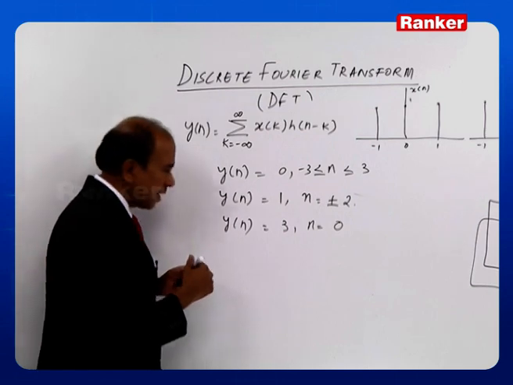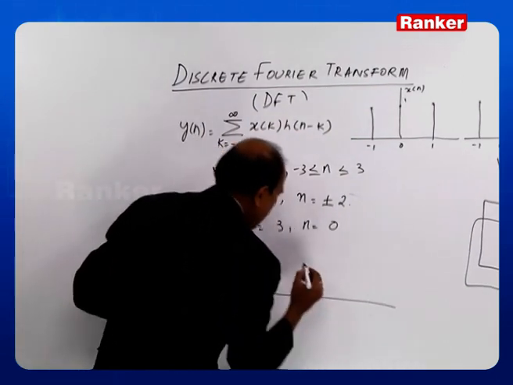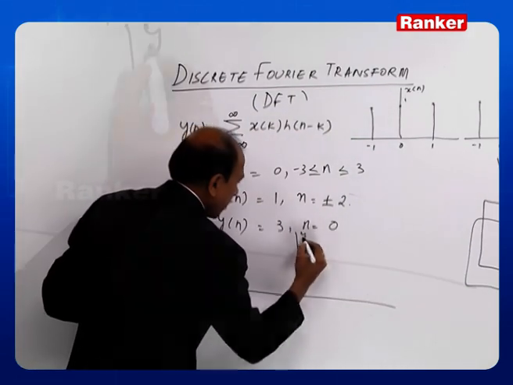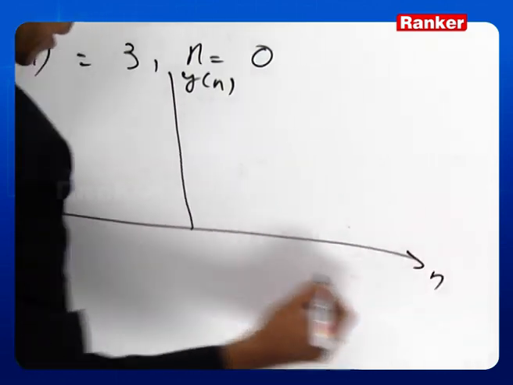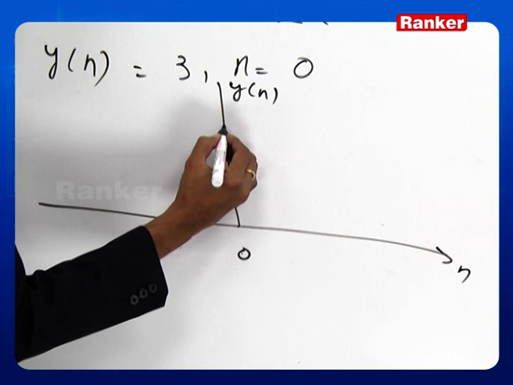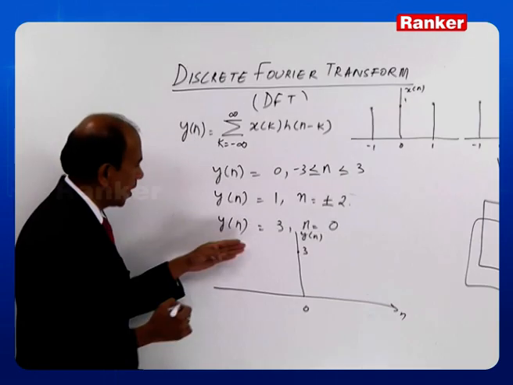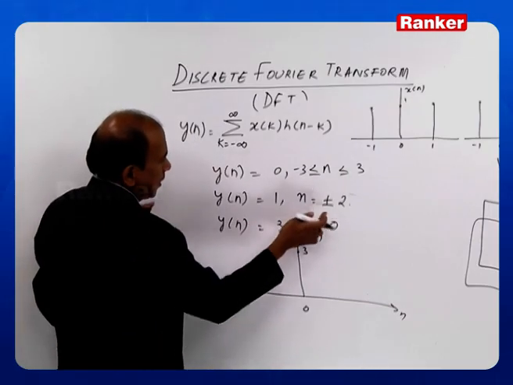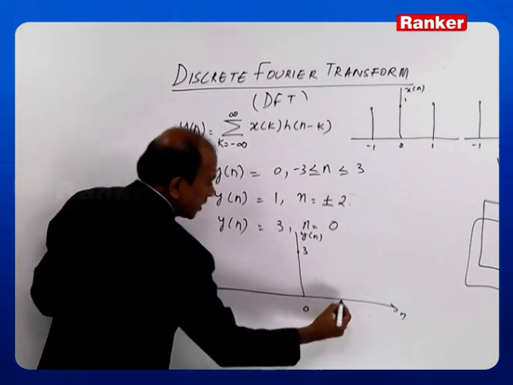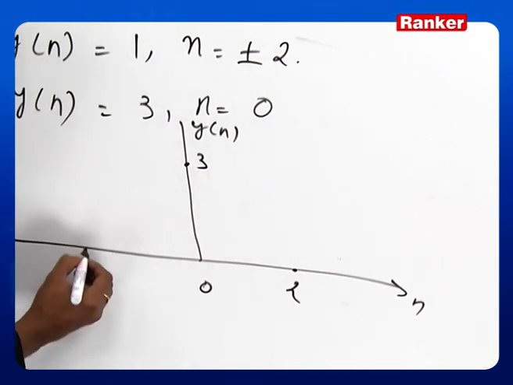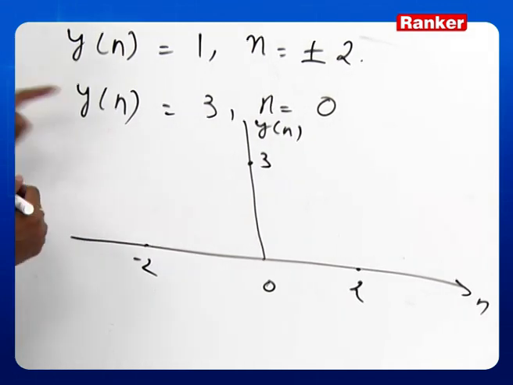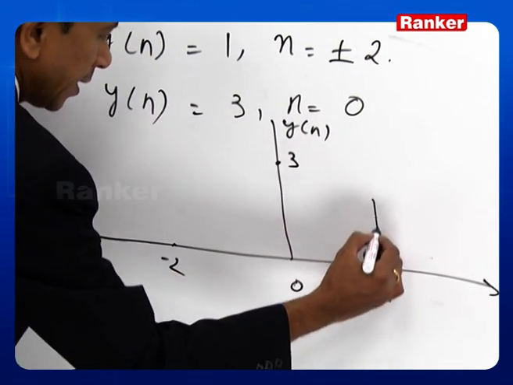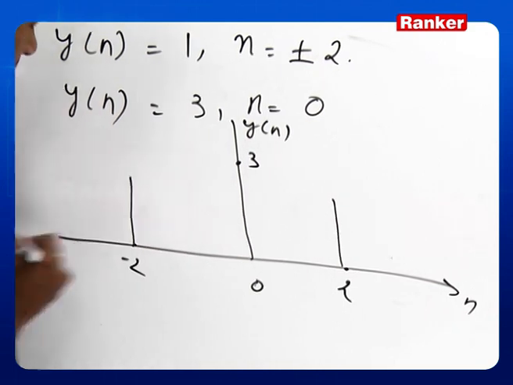Let's draw the sequence here. Now, the sequence looks like this. This is my convolved sequence y of n. See here, this is my n. So, at 0, this is having a value 3 here. And let us take plus or minus 2. Let us say this is plus 2 and this is minus 2. Then it is having a value of how much? 1 here. So, this is 1 here and this is 1 here.